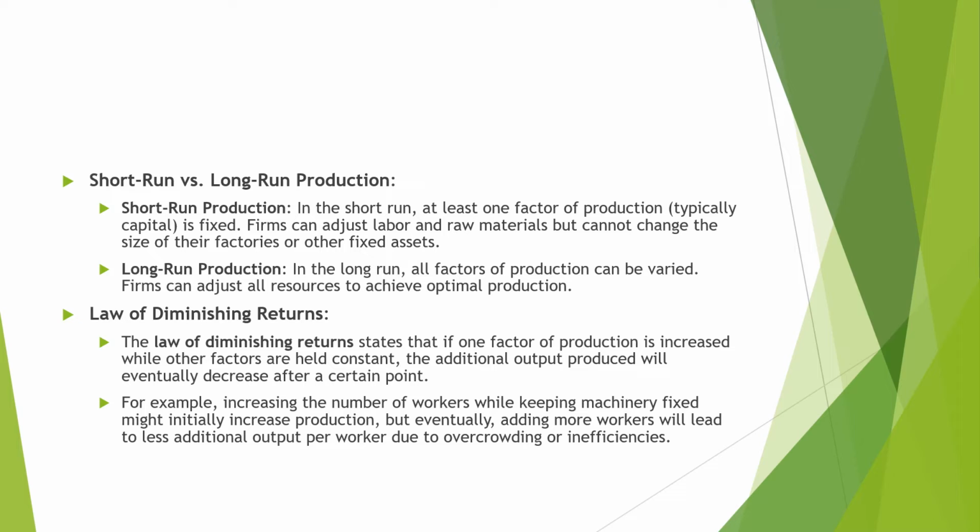The law of diminishing returns. The law of diminishing returns states that as more and more variable factors of production are added to the fixed factor of production, production will increase up to a certain level where a decrease will set in as a result of continual addition of variable factors added to the fixed factor. For example, increasing the number of workers while keeping machinery fixed might initially increase production, but eventually adding more workers will lead to less additional output per worker due to overcrowding or inefficiencies.